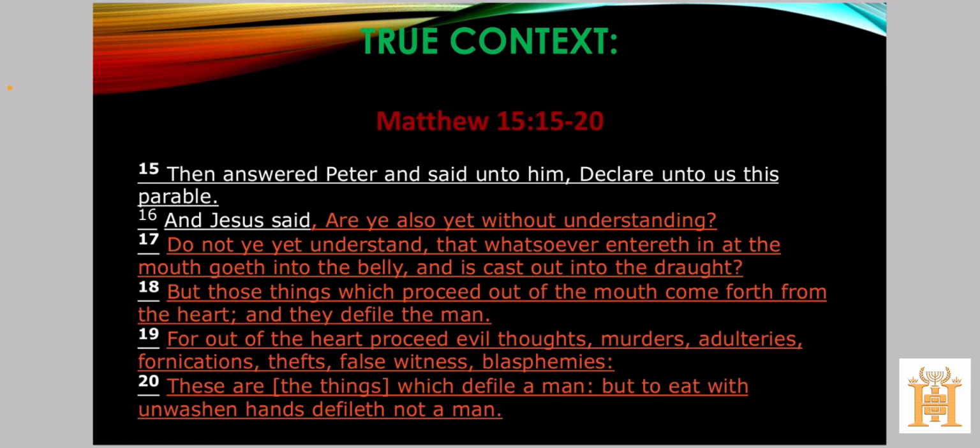Murders, adulteries, fornications, thefts, false witness, blasphemies. All of those start as a thought and are acted out. Verse 20. These are the things which defile a man. But to eat with unwashen hands defileth not a man. So the true context is dealing with eating with unwashed hands. It has nothing to do with eating anything abominable or unlawful. So this does not mean you can eat pork, shrimp, crab, and lobster.